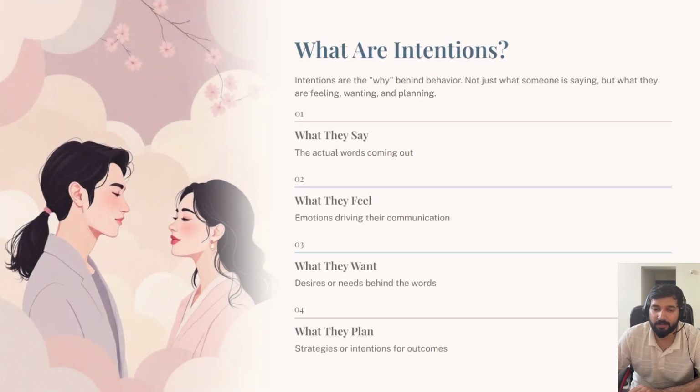What are intentions? Intentions are the why behind behavior, not just what someone is saying, but what they are feeling, wanting, or planning. For example, someone might say something casually, but their intention could be seeking approval, hiding discomfort, or testing your reaction. Anything is possible.